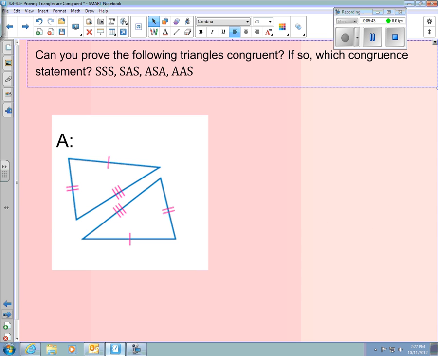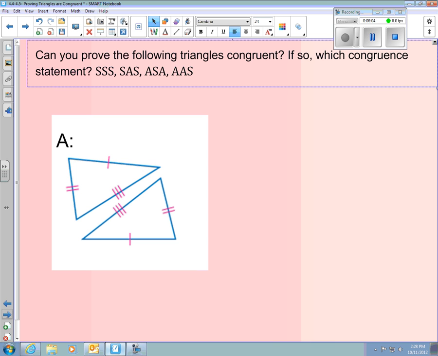So let's go ahead and look at some of these with the problems. So, can you prove the following triangles are congruent? If so, which congruent statement? Side, side, side, side, angle, side, angle, angle, side, angle, angle, side. So notice there's no angle, side, side. Pay close attention to that.